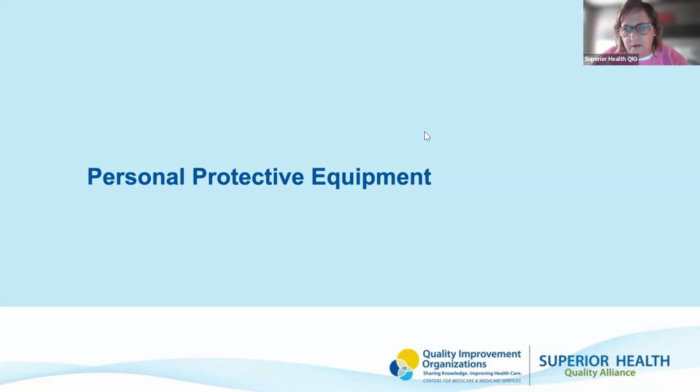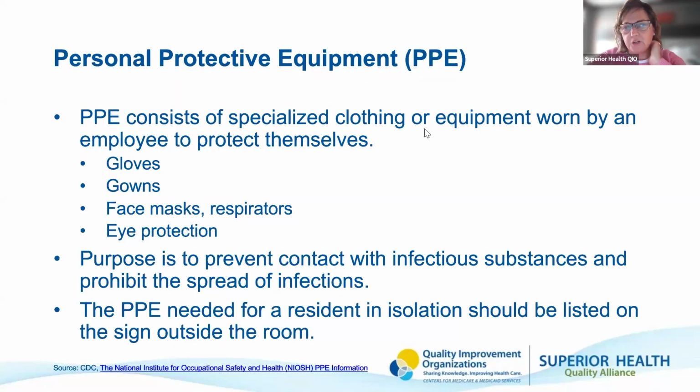If not, all right, let's jump into PPE. Under F880, PPE consists of specialized clothing or equipment worn by an employee to protect themselves. It's gown, gloves, face mask, eye protection. The purpose of using PPE is to prevent contact with infectious substances and prohibit the spread of infections. It's needed for a resident in isolation, and it should be listed on the sign outside of the room. And there's the NIOSH PPE information link.